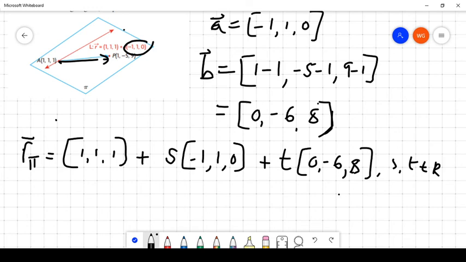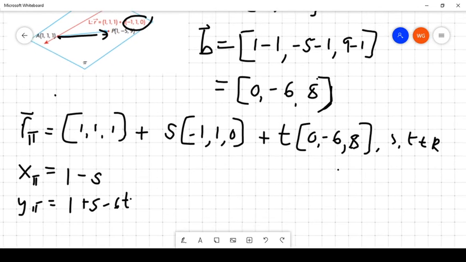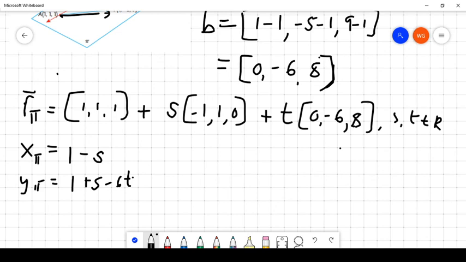Then our parametric equations would be: the x parametric equation equals 1 - s. The y parametric equation of our plane equals 1 + s - 6t. And the z parametric equation of our plane equals 1 + 8t.